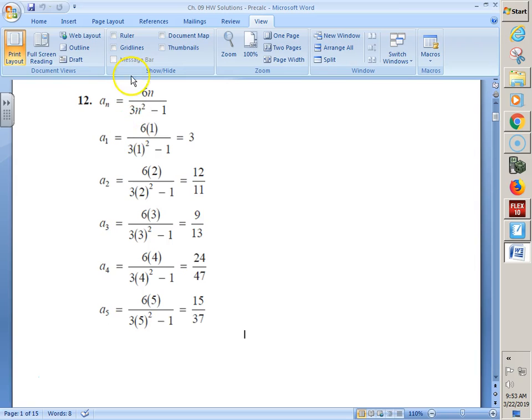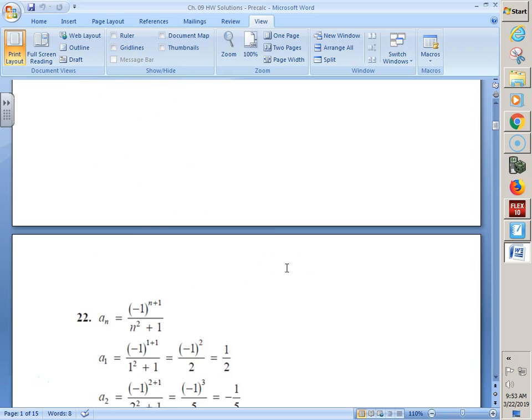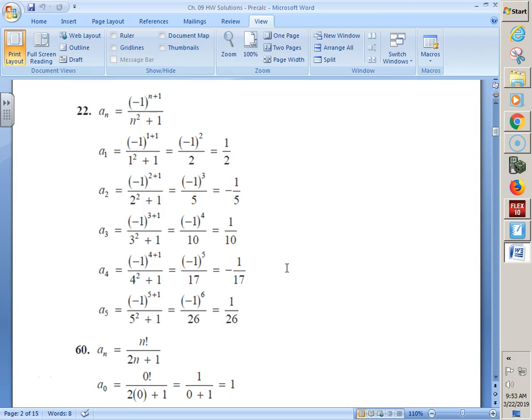Now they showed all the work, but for the answer, couldn't you guys have just done 3, comma, 12 elevenths, comma, 9 13ths, comma, 24 47ths, comma, 15 37ths? But you should have done the work of plugging in. Just plug in 1 through 5. Number 22, same dealio, plug in 1 through 5.